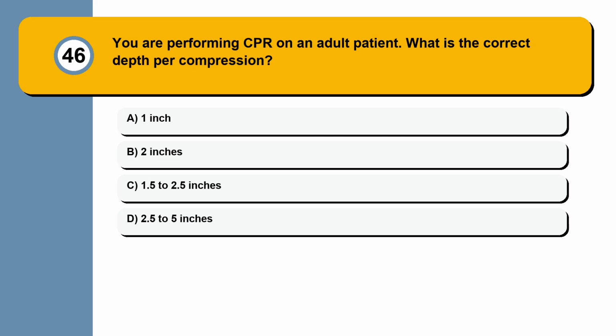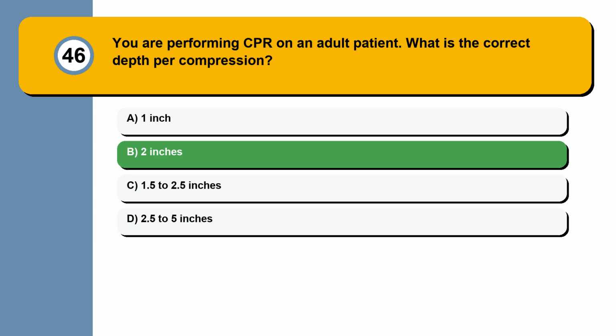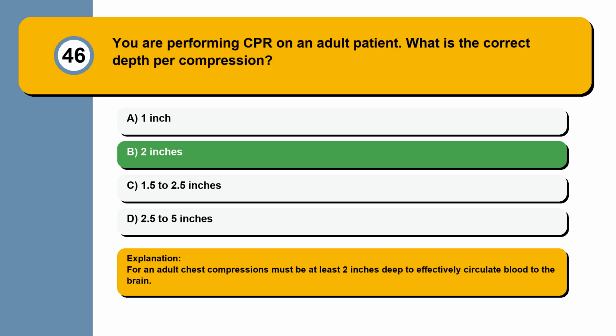Question 46. You are performing CPR on an adult patient. What is the correct depth per compression? 1 inch, 2 inches, 1.5 to 2.5 inches, 2.5 to 5 inches. For an adult, chest compressions must be at least 2 inches deep to effectively circulate blood to the brain.